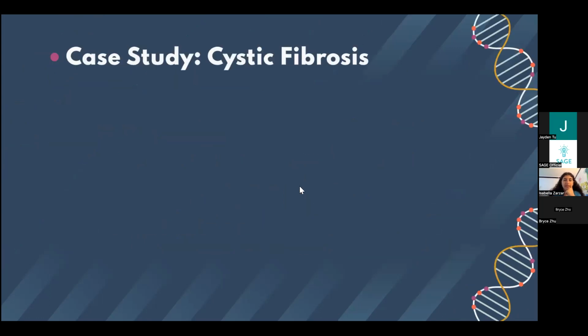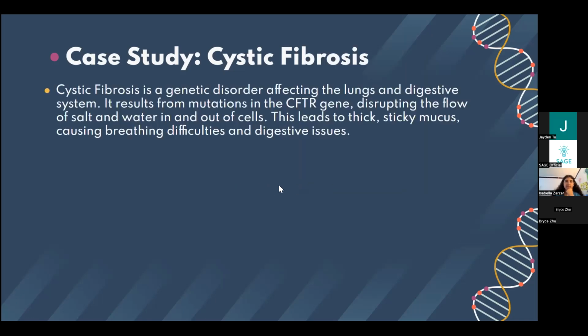So first, we have cystic fibrosis. This is a genetic disorder that affects the lungs and digestive system. It's caused by mutations in the CFTR gene, and it disrupts the flow of salt and water in and out of cells. So this leads to thick, sticky mucus, which makes it hard to breathe and digest things.